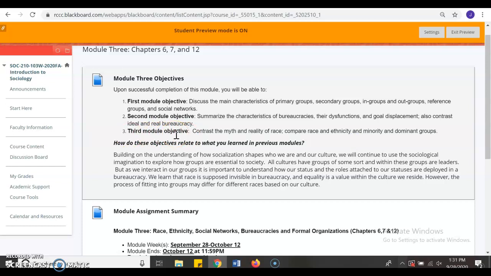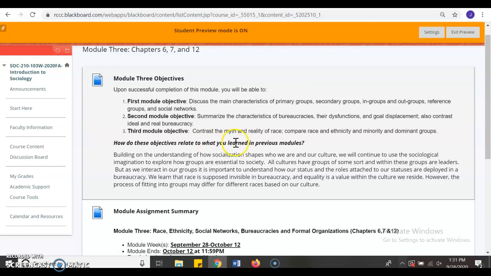That might seem a little disjointed from these other two. You might be wondering how they're all connected at all. But race and ethnicity plays a huge role in groups and plays a huge role in bureaucracy. So we included that here to get you thinking about how these things are connected.